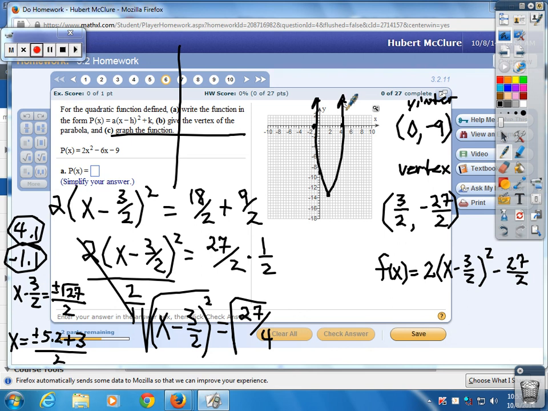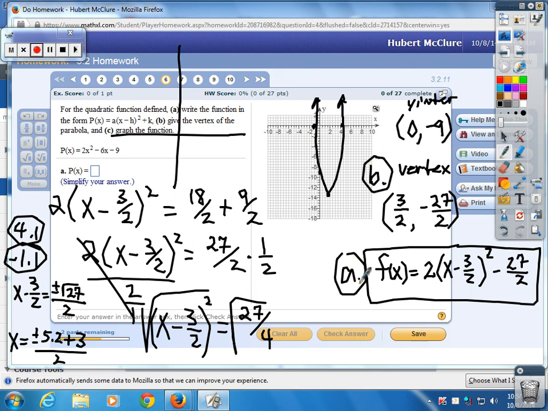The questions they asked for: write the function in intercept form. That's A. B is what? Vertex. There's B. And C right there.